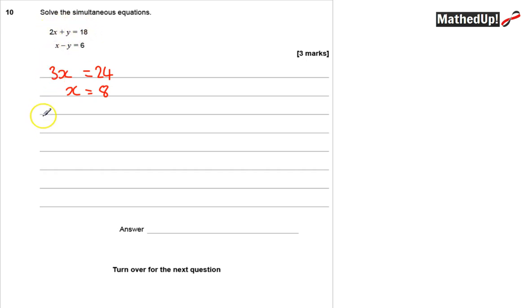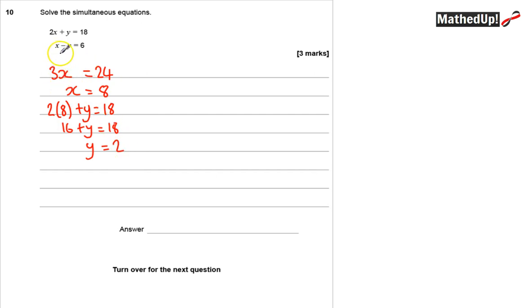I'll choose this top equation. So subbing that in, I know that 2 times 8 plus y is equal to 18. So 2 times 8 is 16, so 16 plus y is equal to 18. Therefore y is equal to 18 take away 16, which is 2. So y is equal to 2. So my solutions are going to be x is equal to 8 and y is equal to 2.